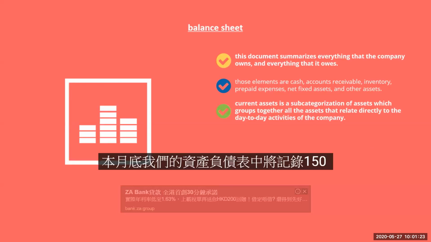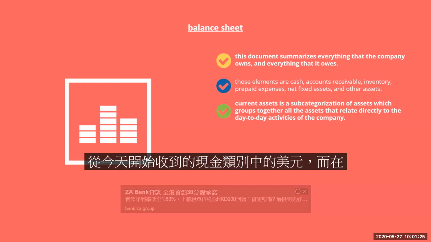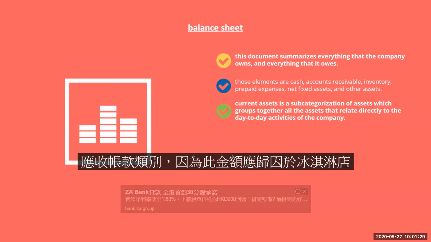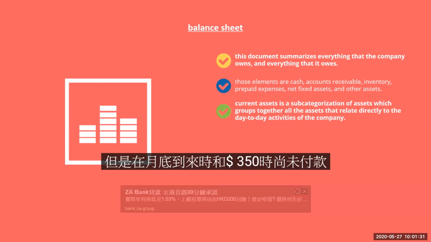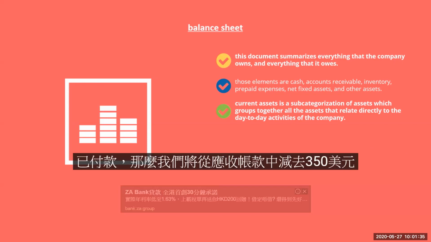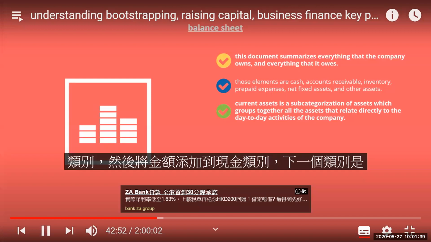In our balance sheet, we will record $150 in the cash category, since it is received today, and $350 in the accounts receivable category, because this amount is due to the ice cream shop but has not been paid yet. When the end of the month arrives and the $350 have been paid, then we will subtract $350 from the accounts receivable category and add that amount to the cash category.